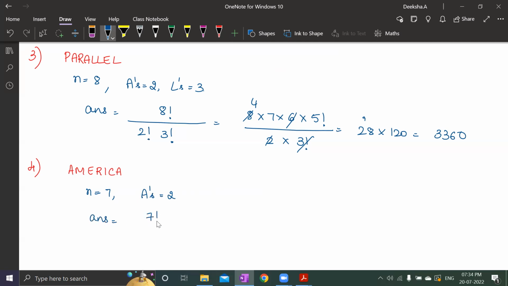So what is the answer? N factorial divided by whatever repetitions are there, all those factorials. Only one repetition is there, which is 2. So write down 2 factorial. 2 factorial is the same as 2. So 7 factorial, I will write the actual answer, which is 5040, divided by 2 factorial, which is 2, which gives 2520. Correct. Is it clear, everybody? Dhanush and Sakshi.